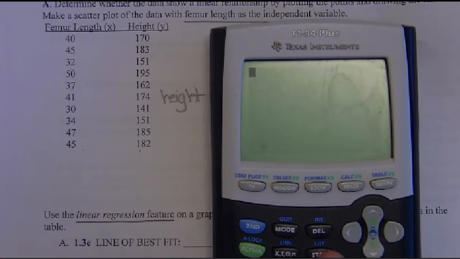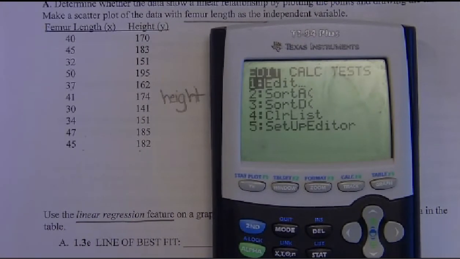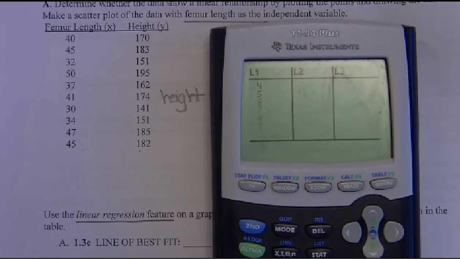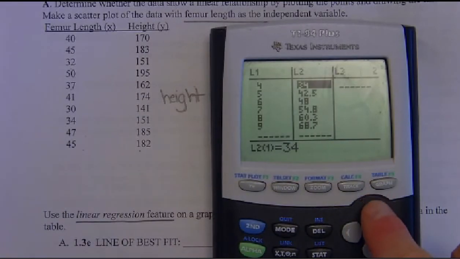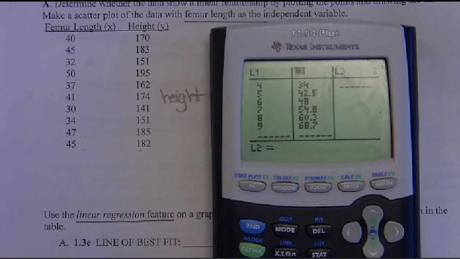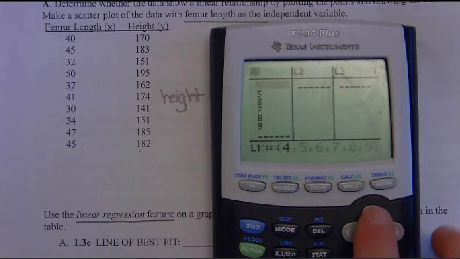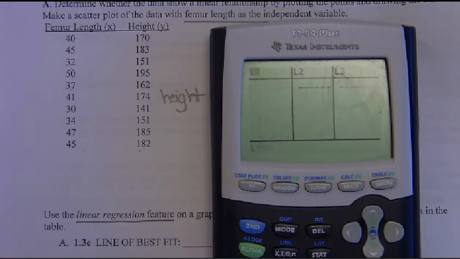The first thing you hit is your stat button. And under edit, you just hit enter. And this is where we're going to put in our information. To clear these lists, we go up to L2, hit clear and enter. Go over and up to L1, hit clear and enter.